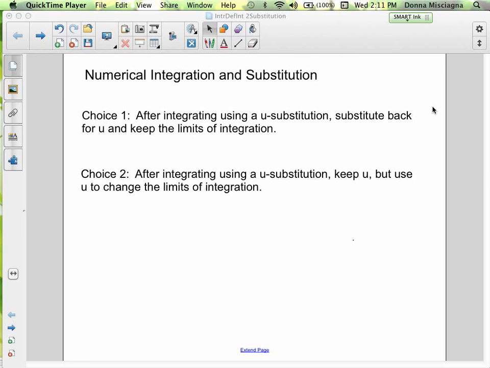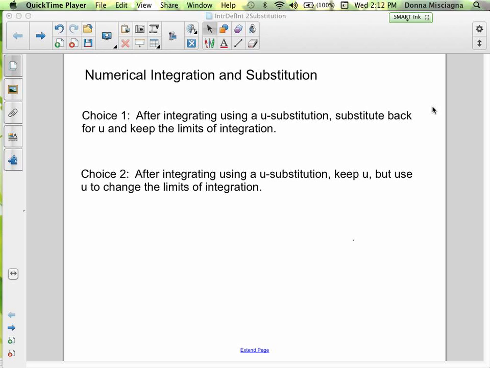That number corresponds to area under a curve. It also corresponds to the limit of Riemann sums as the number of partitions goes to infinity. And we know we can calculate it by integrating and then evaluating using the limits of integration. But what happens if we've used substitution to determine the antiderivative?